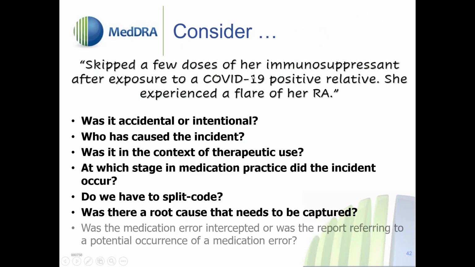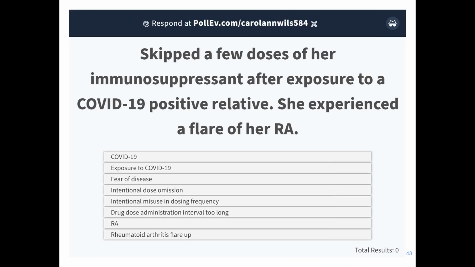So we have a chain of events. We have a deviation of the treatment regimen. We have a root cause, and we have a subsequent adverse event in the patient. How would you approach this verbatim now? Would you go to COVID-19, exposure to COVID-19, fear of disease, intentional dose omission, intentional misuse in dosing frequency, drug dose administration interval too long, RA, or rheumatoid arthritis flare-up? Which LLTs would you select?